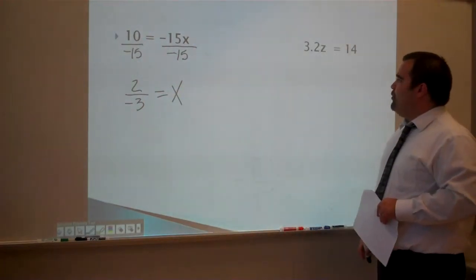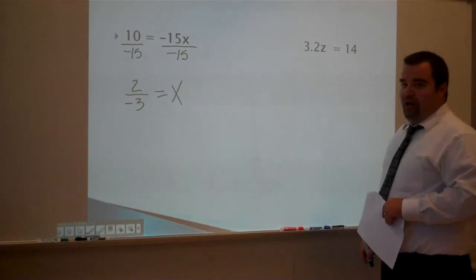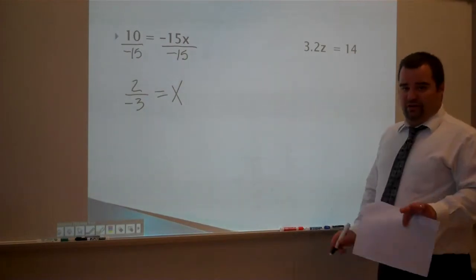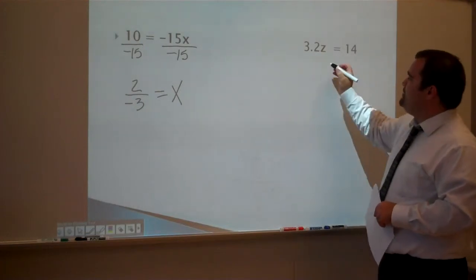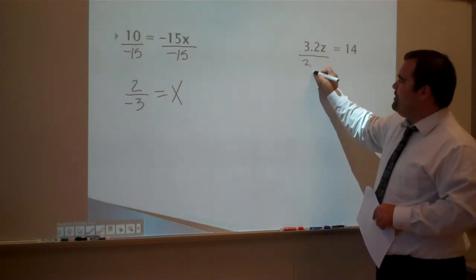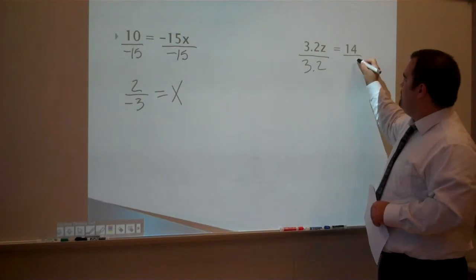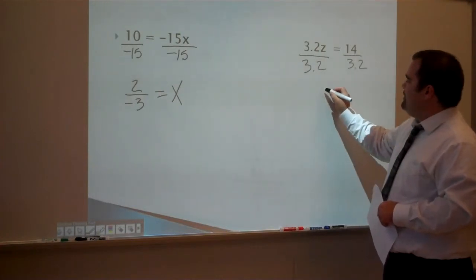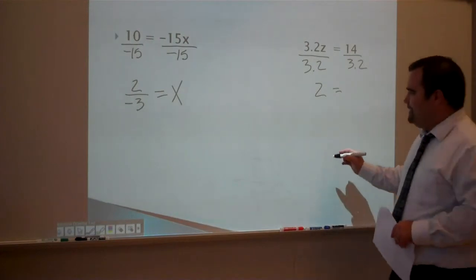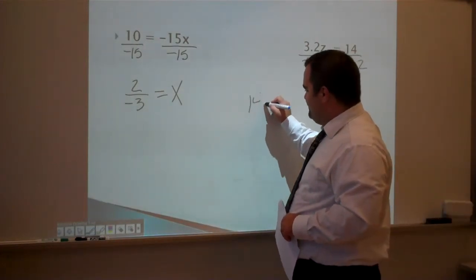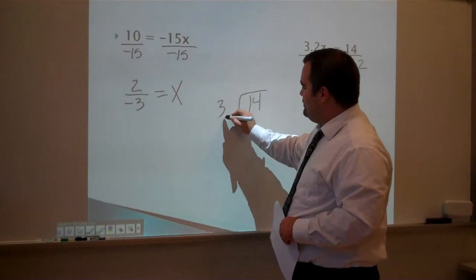Over here we have 3.2z equals 14. Decimals. Are we okay with decimals? Yeah. I'm just going to divide both sides by 3.2. Z equals 14 divided by 3.2. And naturally, I forgot to do that.